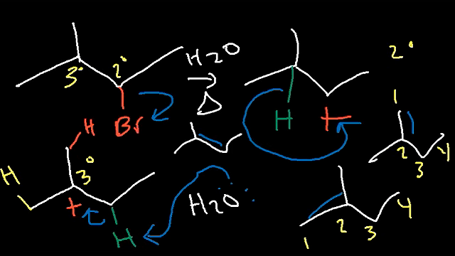If we name it, let's say this is carbon 1, 2, 3, 4. We still have a methyl on 2, but the double bond is between 2 and 3, as opposed to 1 and 2. So this is 2-methyl-2-butene. And notice that this alkene is more stable than the other ones because it's an internal alkene, whereas the other two are disubstituted terminal alkenes. This one is trisubstituted.